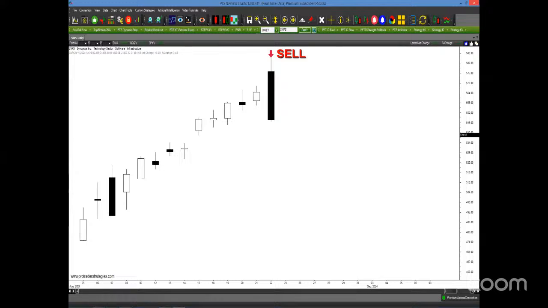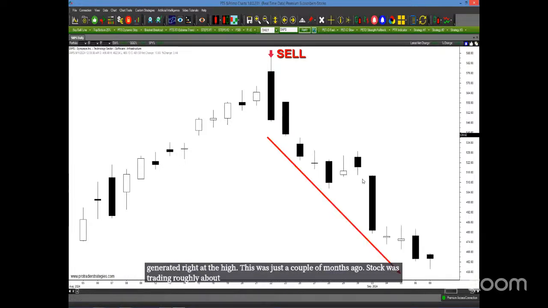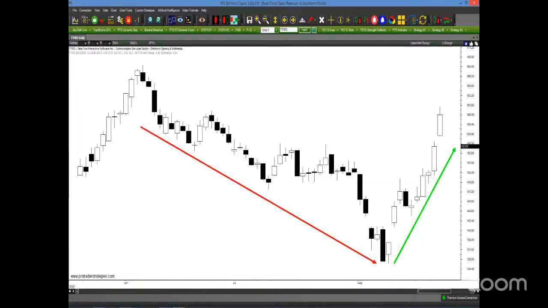As you look at SNPS, we see Synopsys. We see a really nice sell signal generated right at the high. This was just a couple of months ago. The stock was trading at roughly 545 and went all the way down to 455. Okay, we see a trend change here. The trend went lower and then bounced and went right back up.